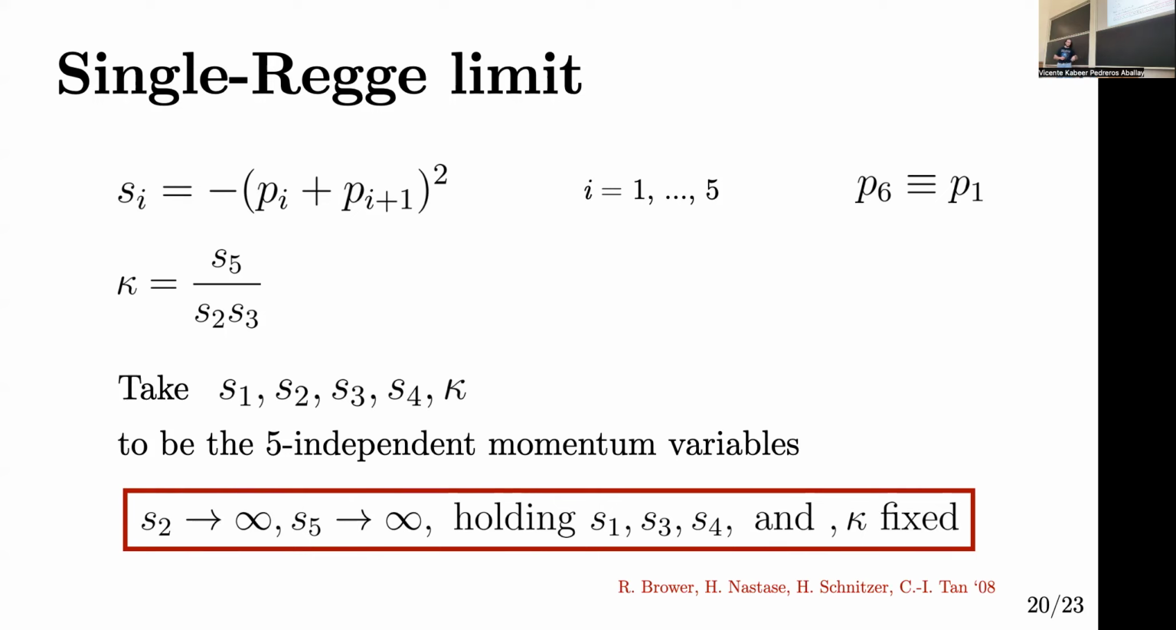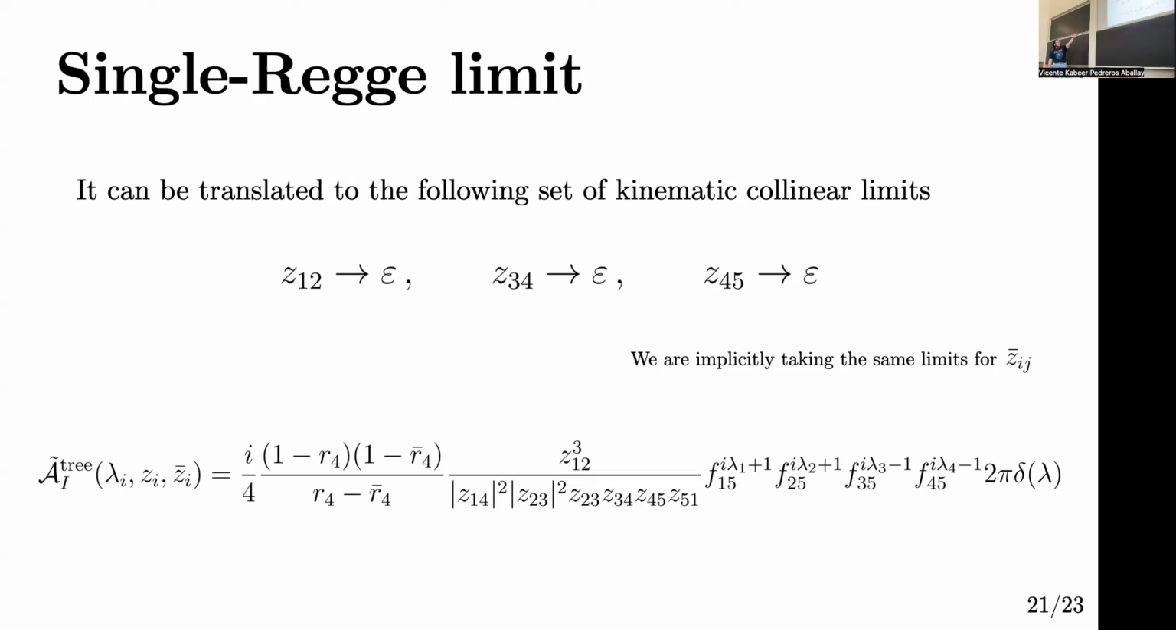However, it's not very friendly to work in the spinor basis. So with a little thought process, we can translate it into some set of kinematic collinear limits. We just take s12, s34, so z34 and z45, to 0. And implicitly, we're also taking the same limits for the z bars.